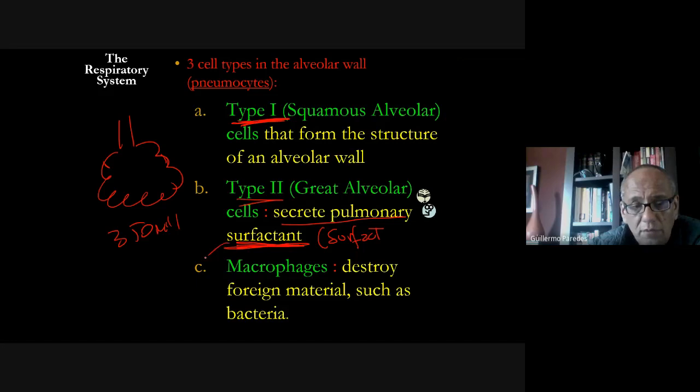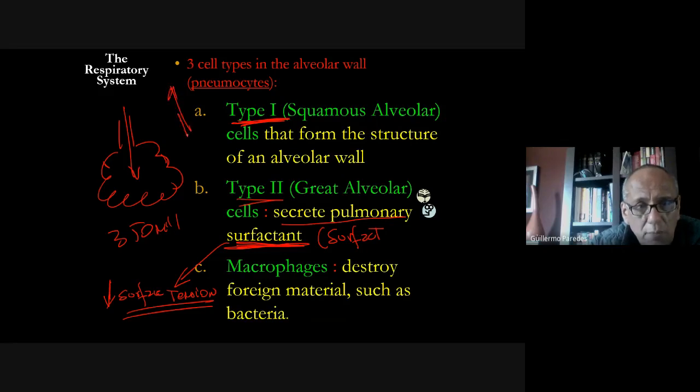This surfactant substance is going to decrease the surface tension. So what does it mean? Okay, so I need to tell you this. All right, so this surfactant substance, when you have the air in, is going to distend the alveoli. But when you take the air out, the alveoli become like this, collapsed.